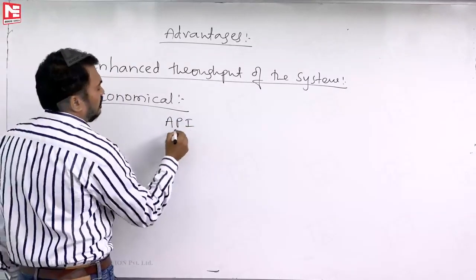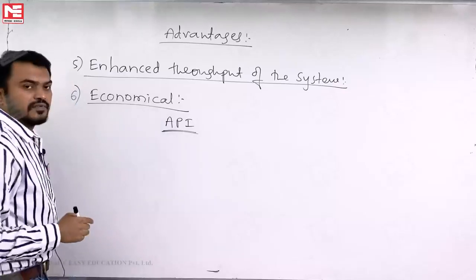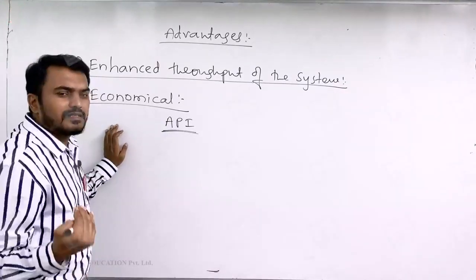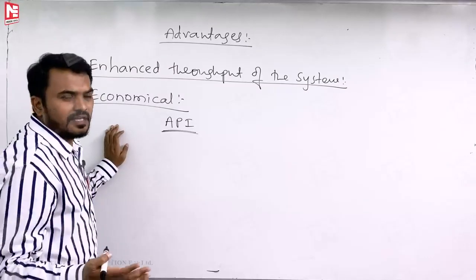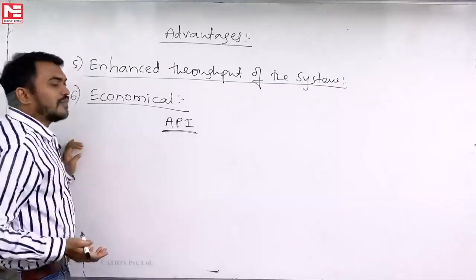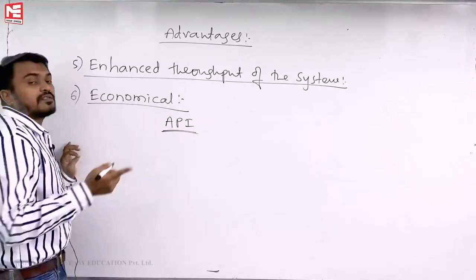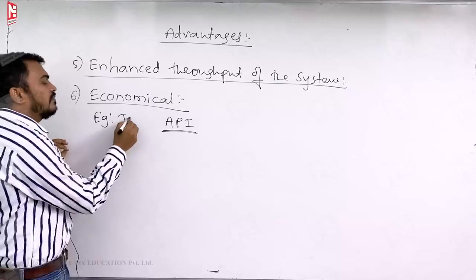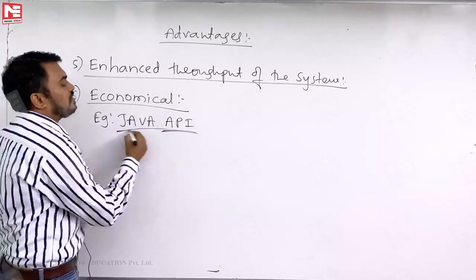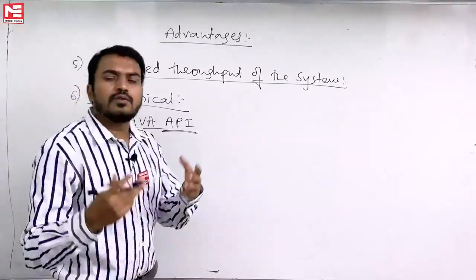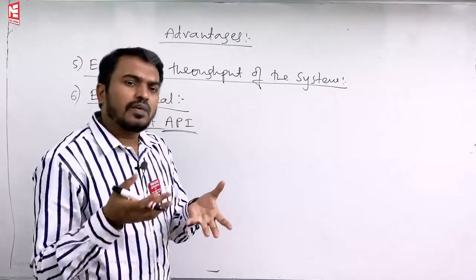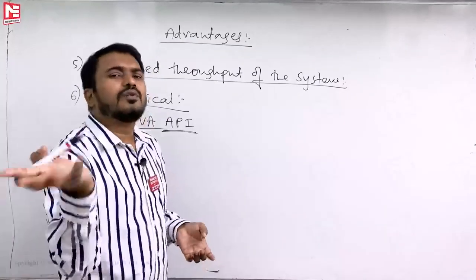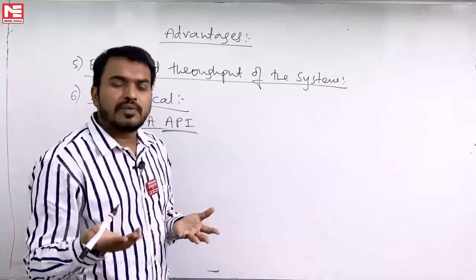API means what? Application Programming Interface. It contains various sets of methods, classes, interfaces, and so on. So there are various programming language APIs which support implementation of the threads. For example, Java supports implementation of the threads. If you know Java, you can understand the classes and methods related to threads, and you can write your own thread programming using Java.